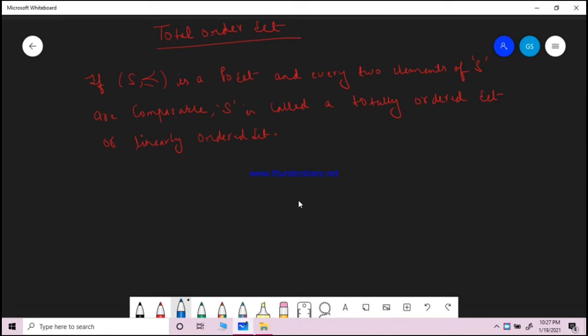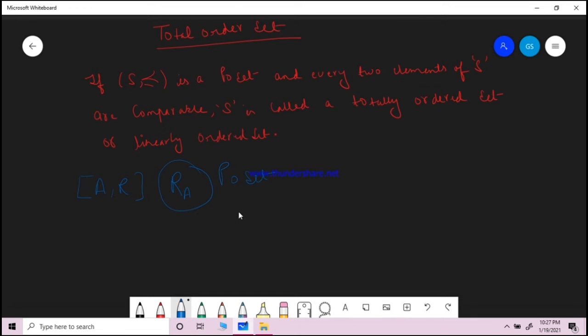Now in this section, I'll tell you what a total order set is. If S is a poset and every two elements within this poset are comparable, then you can say that this is a total order set. Or in simple words, suppose we have a relation R, and you have proved that this is a partial order set.